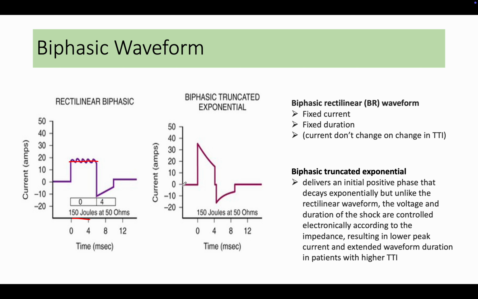But in the biphasic truncated, as we see there, the current increases up to 40, like 35, then it gradually decreases, as shown here. In the rectilinear biphasic the current goes straight and is fixed, but here the current decreases gradually. That's also called truncated exponential decrease, so it's called the biphasic truncated exponential. In these cases, the transthoracic impedance plays a major role. So here the current is not fixed, and the transthoracic impedance changes the current in the biphasic truncated exponential waveform.